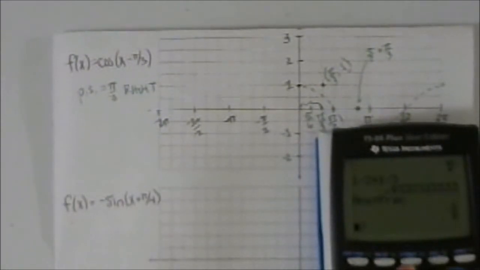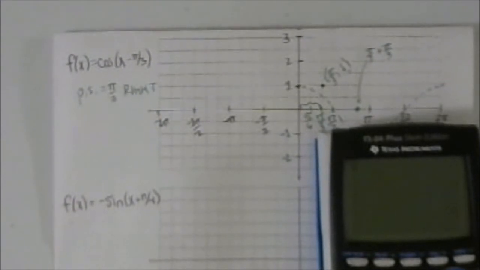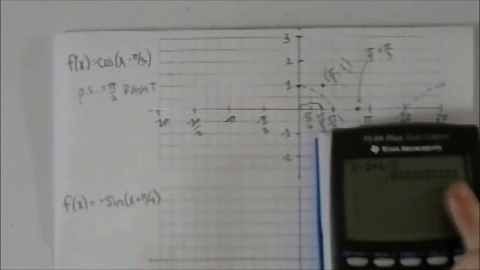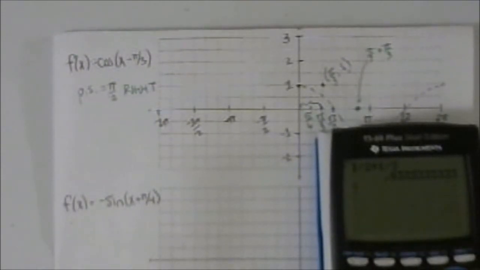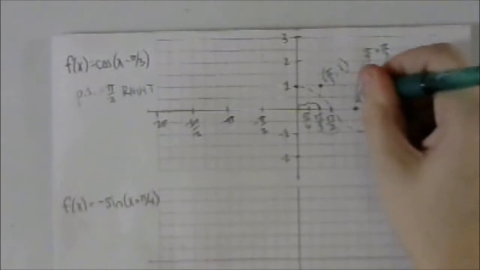If I want to do pi halves plus pi thirds without getting an irrational answer, I'm going to type 1/2 plus 1/3 and then hit enter. Crazy decimal, not irrational, but a crazy decimal. Hit math, select fraction, and I find out that that point is at 5 pi sixths. This ordered pair is 5 pi sixths, 0.